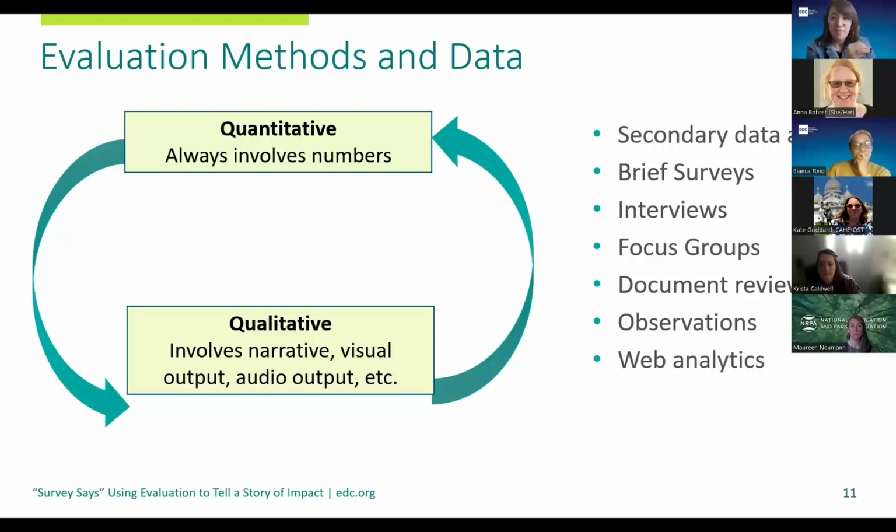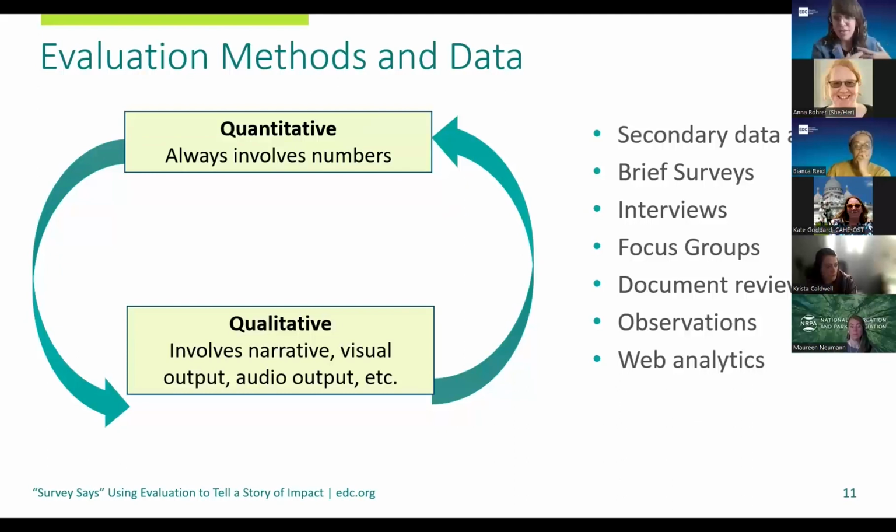When we think of qualitative methods, we're thinking interviews, one-on-one conversations, focus groups, group conversations. They could also be things like document reviews, looking at research articles, reviewing media articles is one way to think about document reviews. Observations is another method, which, especially in schools, is used a bit more often in those settings. And then web analytics.